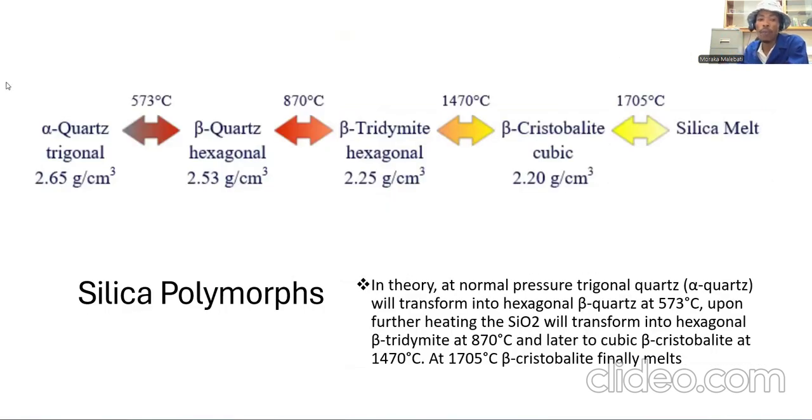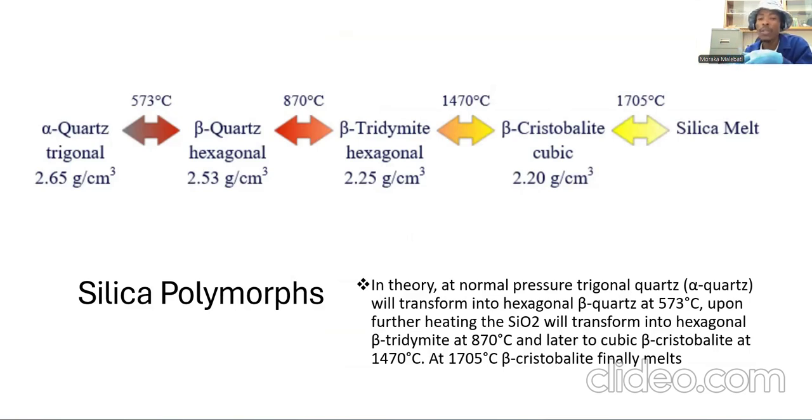Okay, so you'll agree with me that these are the different temperatures: 573, 870, 1470, and 1705 degrees Celsius. Now, when you are increasing the temperature, you are basically changing the crystal structure. Okay, you are changing the crystal structure.